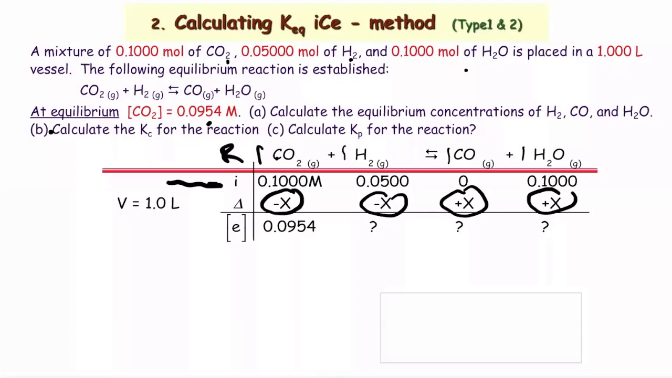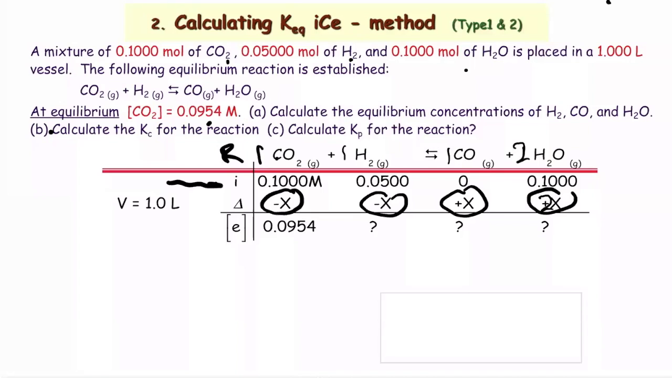So use a variable, because when one decreases, the other one has to increase in the same quantity, per the stoichiometry. That's the key. If there was a 2 here, then you would put positive 2x. Okay? So that's the key to the balanced equation. Use the balanced equation to establish the relationship of each.